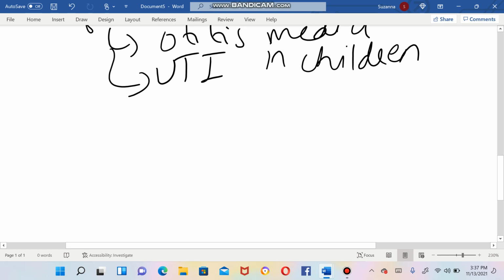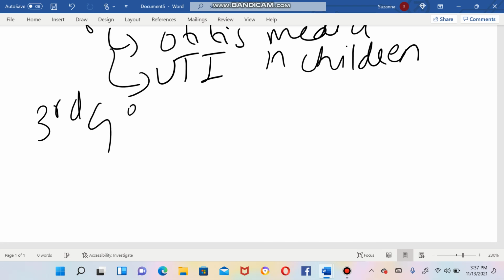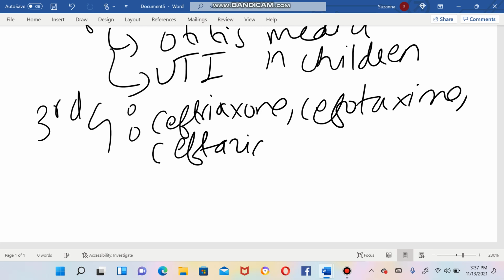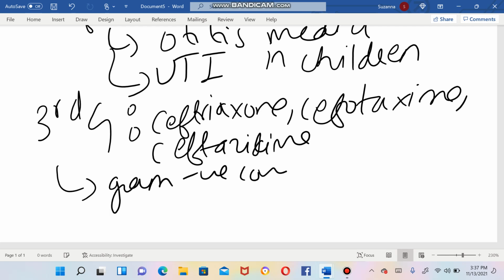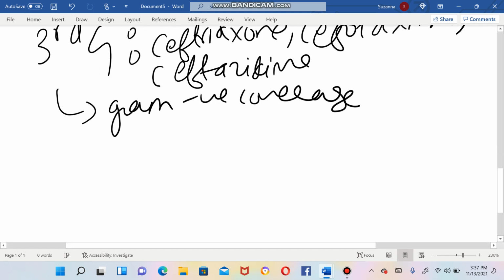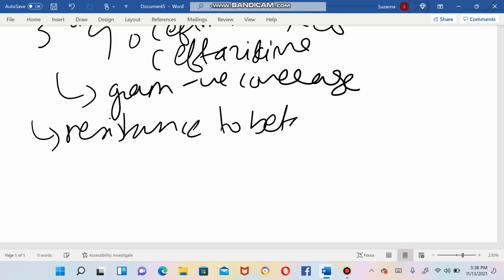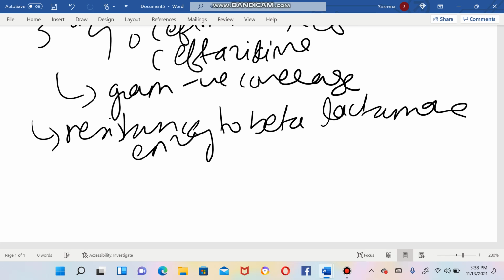So let's move on to third generation cephalosporin. Examples of third generation cephalosporin are ceftriaxone, which is most commonly used, cefotaxime, and ceftazidime. They have more gram-negative coverage, and they are also more resistant to beta-lactamase enzymes. So the chance of resistance is less with successive generations of cephalosporin.